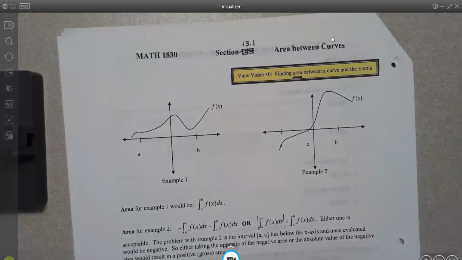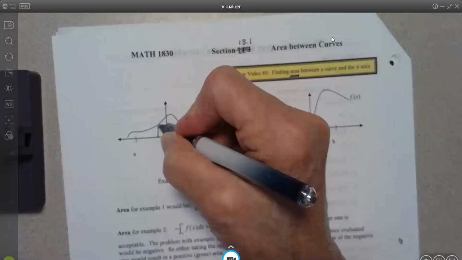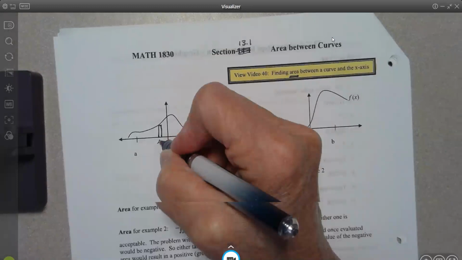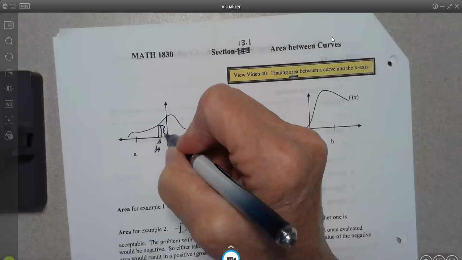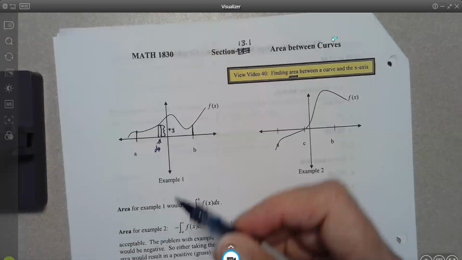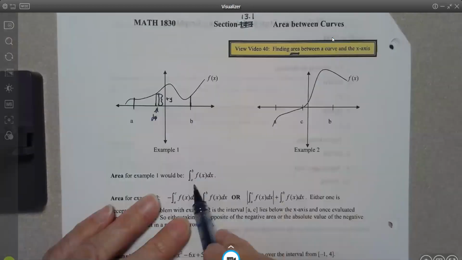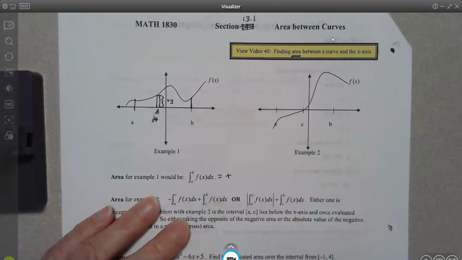In this first situation, if you'll notice, my curve is completely above the x-axis. And if you think about a rectangle here, remember that is dx, which is always positive, and my height here would be a positive y value. So from A to B, it would be from A to B, f of x dx, and it would come out to be some positive answer because everything's completely above it.